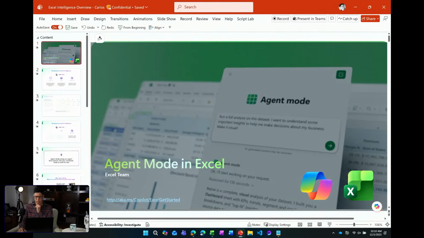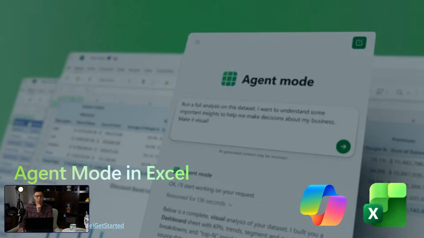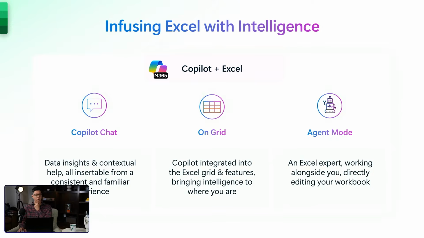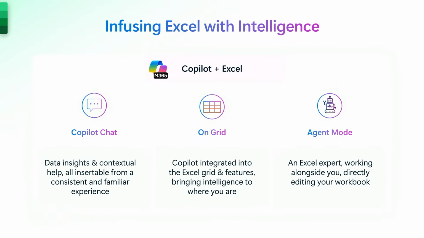So let me just project here. I just want to spend a few minutes working through this, and then we'll do some demos, which is I think what most people are wanting to do. But I just wanted to frame how we think about intelligence and AI in Excel, because even though agent mode is what we're focusing on today, that's not the entire part of the story.